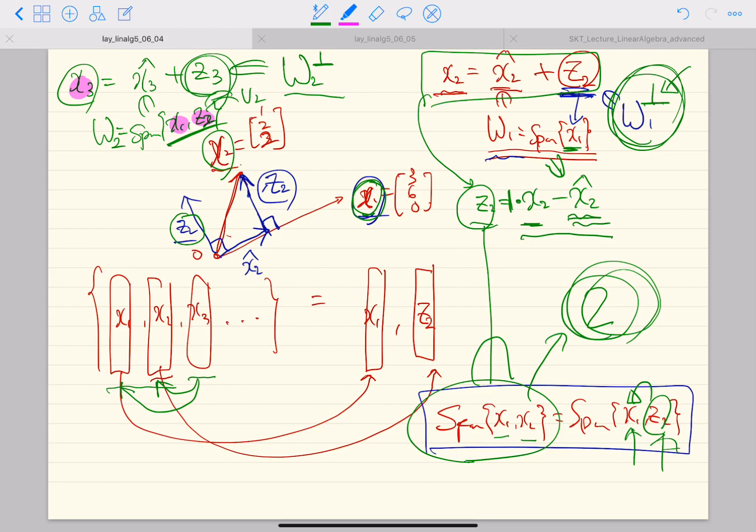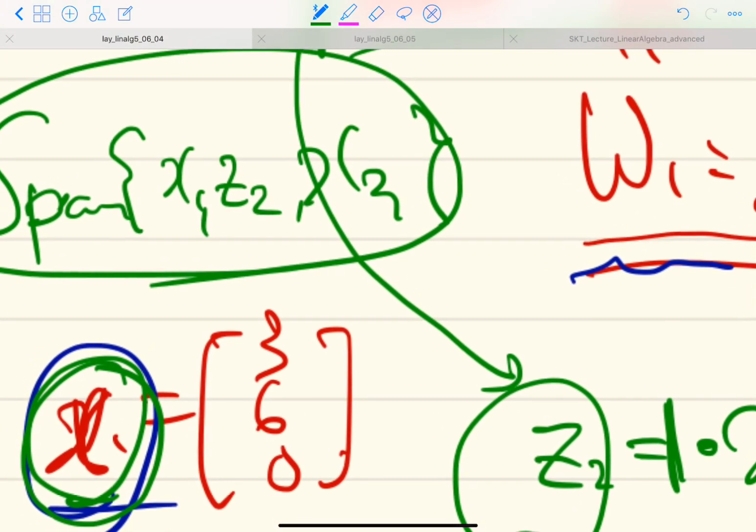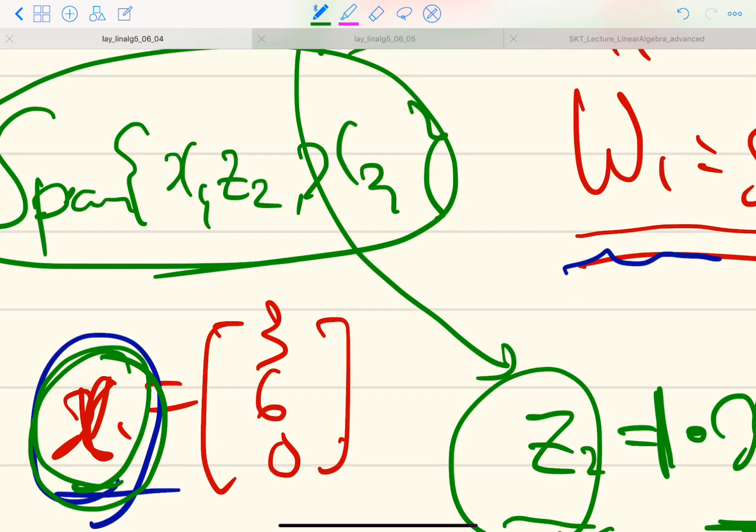And so z3 is still inside the span of the three vectors in total, x1, z2, and x3, right? So over here, it will still remain in the same subspace spanned by x1, x2, and x3, but x2 was replaced by z2.